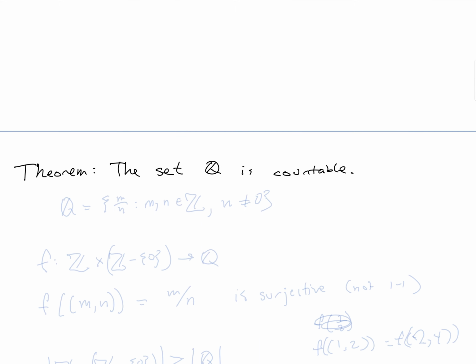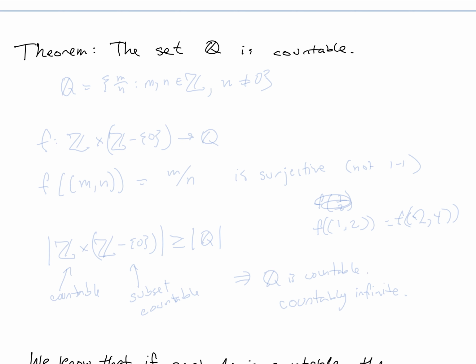Okay, so let's prove that Q, the set of rational numbers, is countable. Remember that Q is the set of m over n such that m and n are in the integers, and n is not equal to 0. We want to show that this is countably infinite. One way we could do this is by making a function going from the integers cross the integers minus 0 to the rational numbers, to Q, and we could define that function as such. We could say f of the ordered pair of integers (m, n) is equal to m over n.